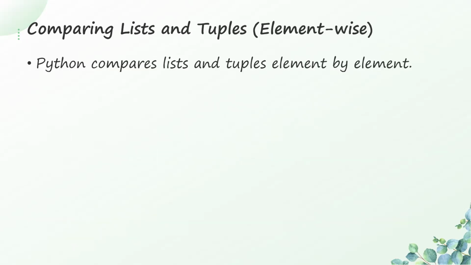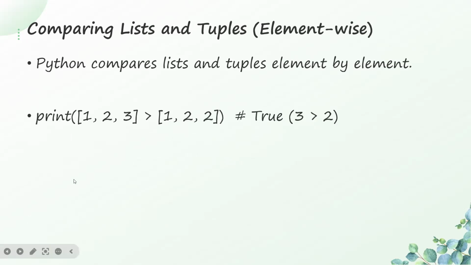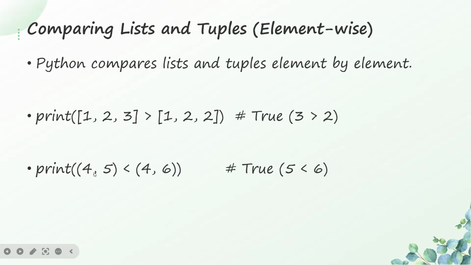So you can also compare lists. Python compares lists and tuples element by element. So it's going to check, is [1, 2, 3] greater than [1, 2, 2]? Okay, now to check them element by element. The first element in the first one is 1, the other one is 1, so they are equal. 2 and 2, they are equal. Then 3 and 2, which one is greater? 3 is greater than 2, so that is why it is true.